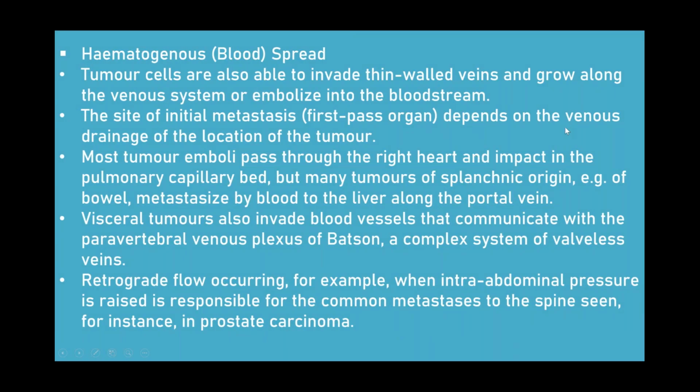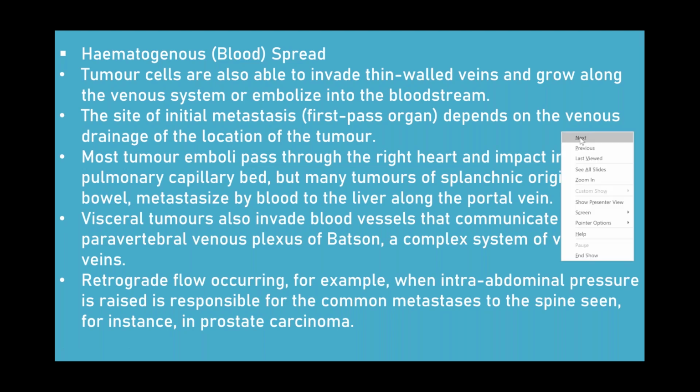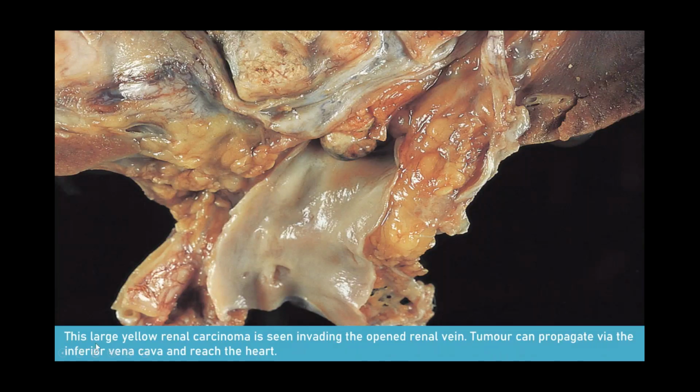Hematogenous spread is also one of the ways cancer spreads. Here a large yellow renal carcinoma is seen invading the opened renal vein. The tumor can penetrate via the inferior vena cava and reach the heart.